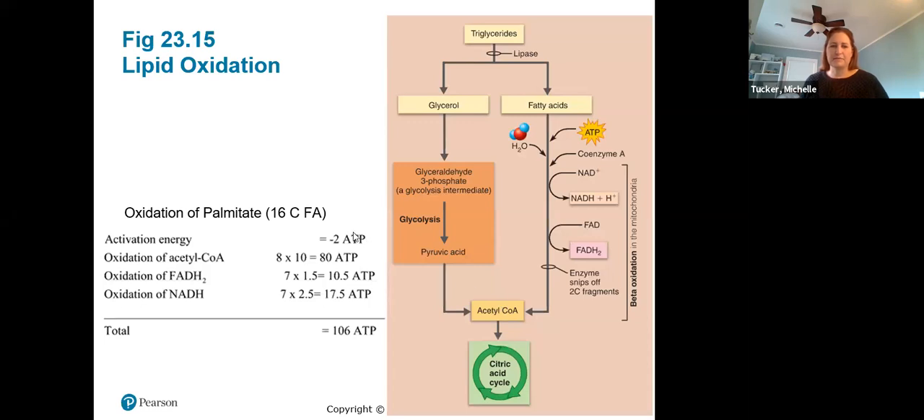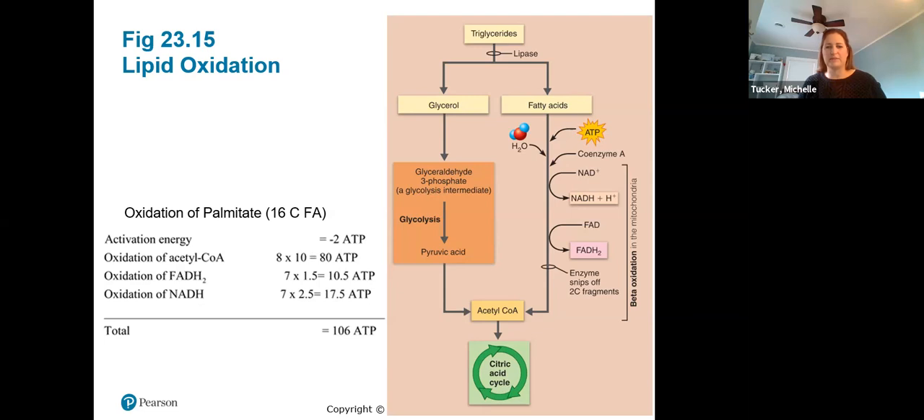So don't worry. Like I said, don't worry about the working out. We're not going to go through where all of the ATPs come from. 10.5 from FADH2 and then 17.5 from NADH, because this 10 here includes the NADHs and the FADH2s produced in the citric acid cycle. Okay, so you get 1 from substrate level phosphorylation and then 9 from the electron transport chain.